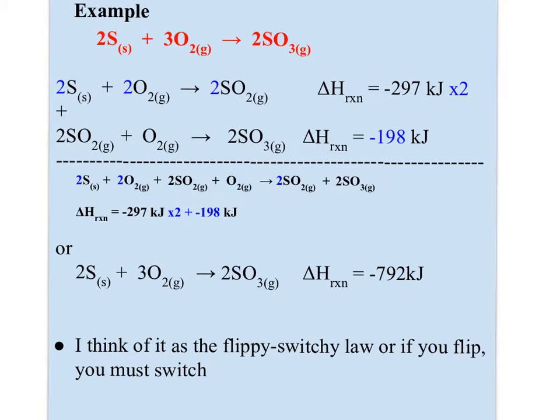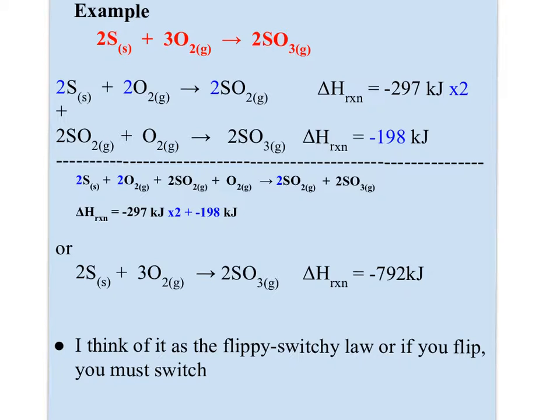So let's look at this slide where I've summarized the changes I've made. I've doubled the first equation, I flipped the second equation, and I've also shown the corresponding change to the enthalpy value. Then I can add these two equations up. I end up with 2S plus 2O2 plus 2SO3 on the reactant side, and on the product side, I have 2SO2 plus O2. My enthalpy values then are negative 297 times 2 plus a negative 198.